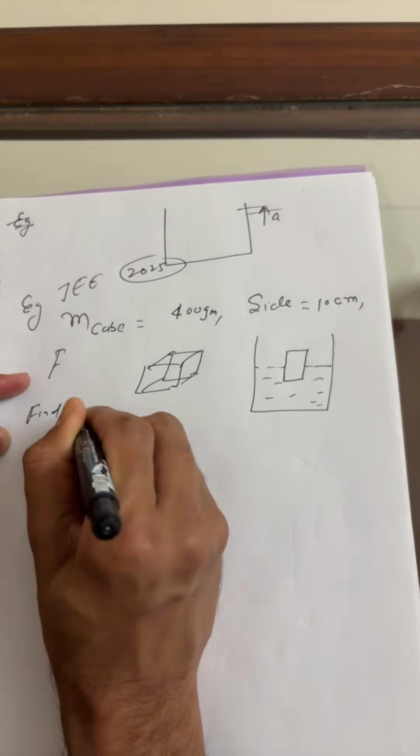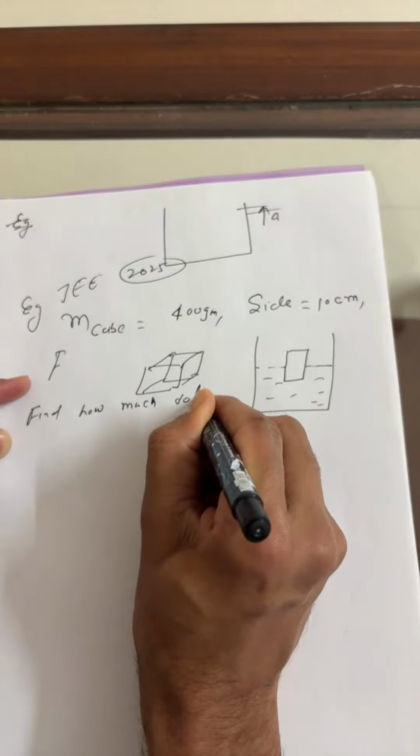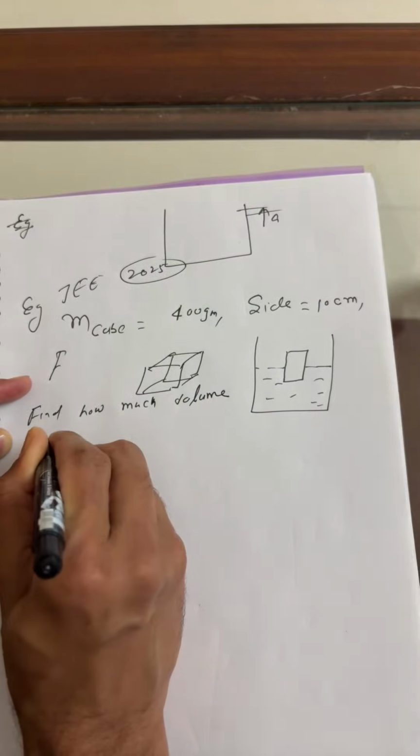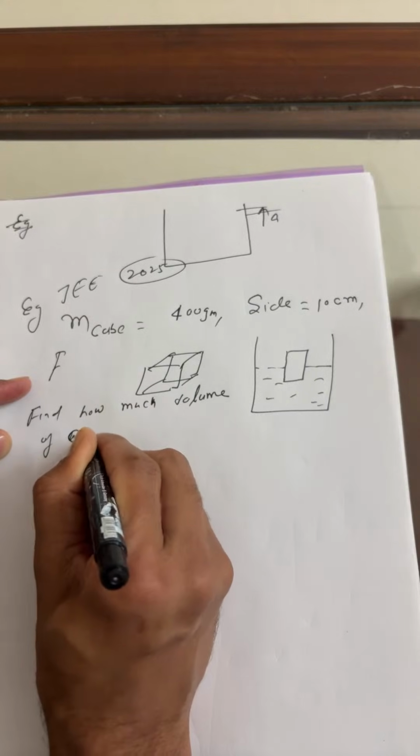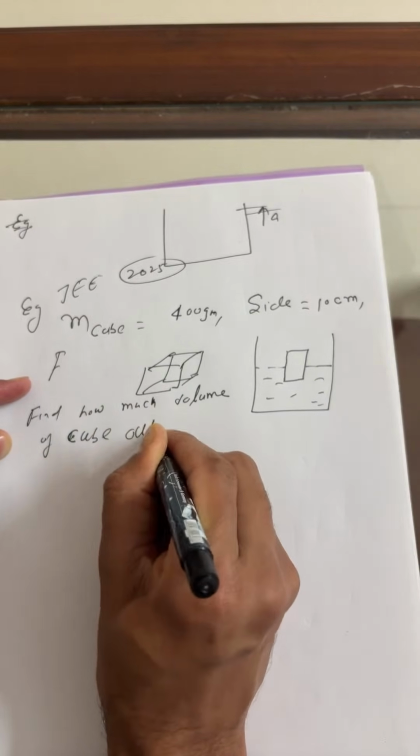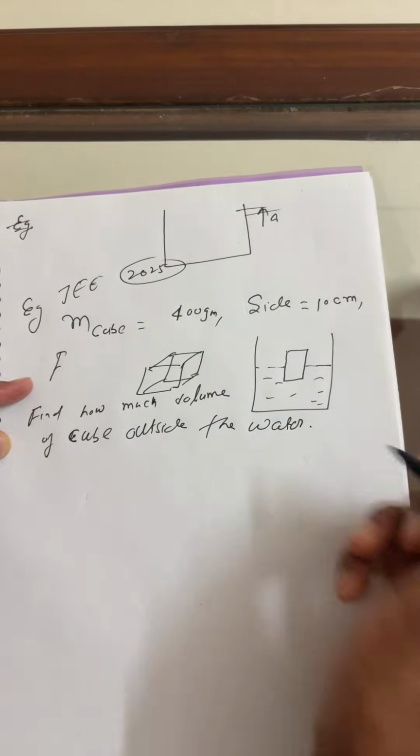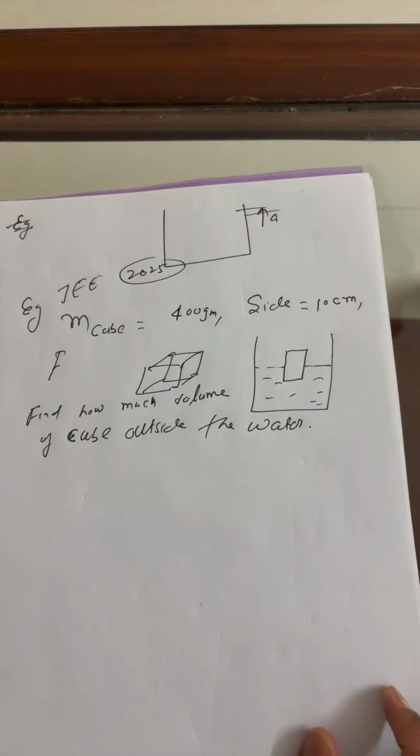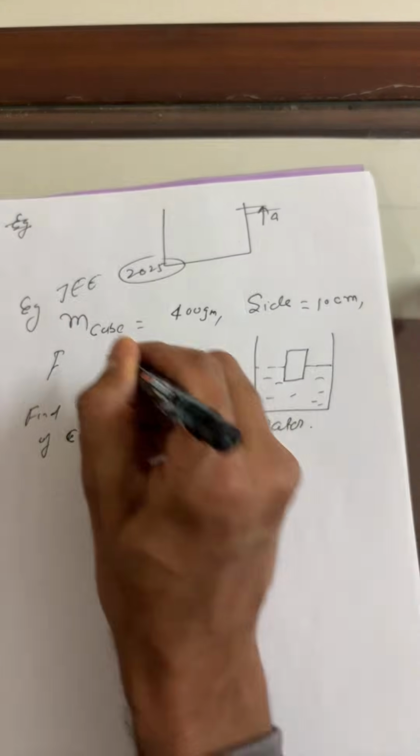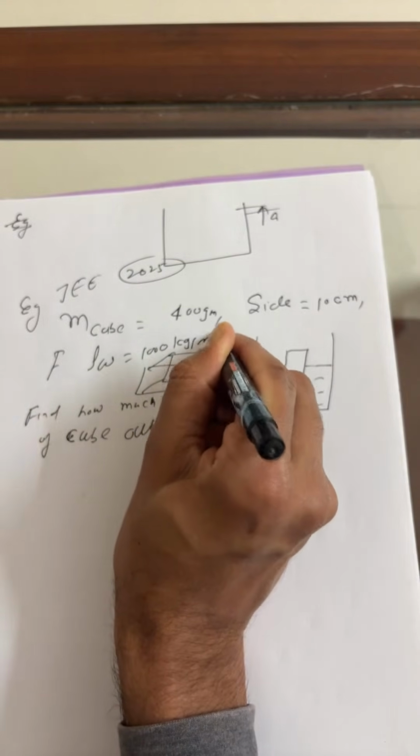Find how much volume of the cube is outside the water. Tell with everyone here: find how much volume of the cube is outside the water. The density of water, all of you know here. Otherwise, I'm writing: you can take 1000 kilogram per meter cube.